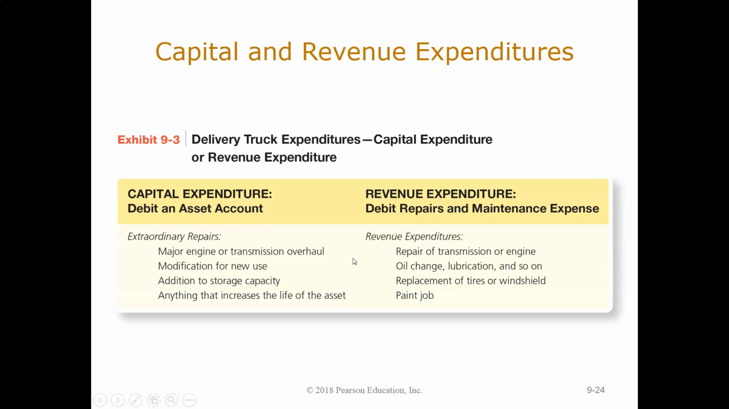On Exhibit 9.3, please look through this. They give you examples of what might be capitalized over here on the left, where you debit the asset account, and what might be expensed. So familiarize yourself with those items.